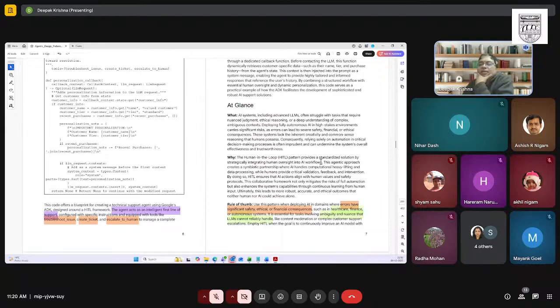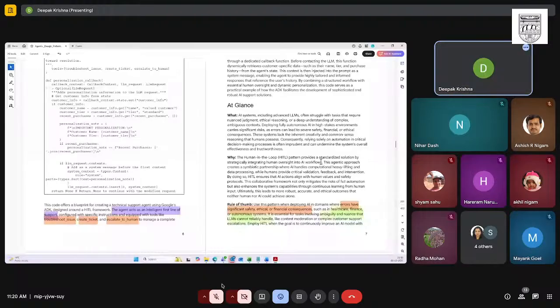So yes, this is a very good concept to run your business safely, so that we do not get the business impacted by the AI, right? So this is about the human in the loop.